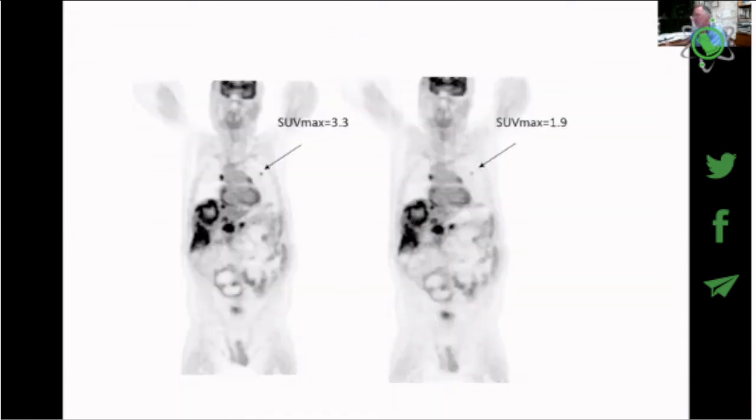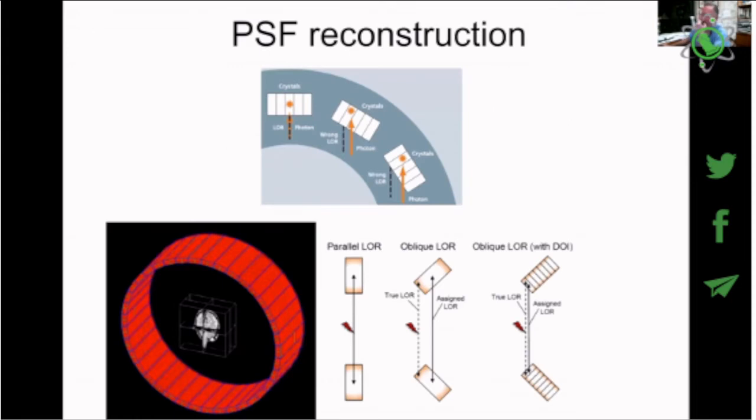A point of caution in this case is that when you do time of flight imaging, the SUV will be changed, obviously, because there is an improvement in signal to noise ratio. The SUV with time of flight imaging will be higher than the SUV when you do your reconstruction without time of flight imaging. Let's look at the point spread function reconstruction.